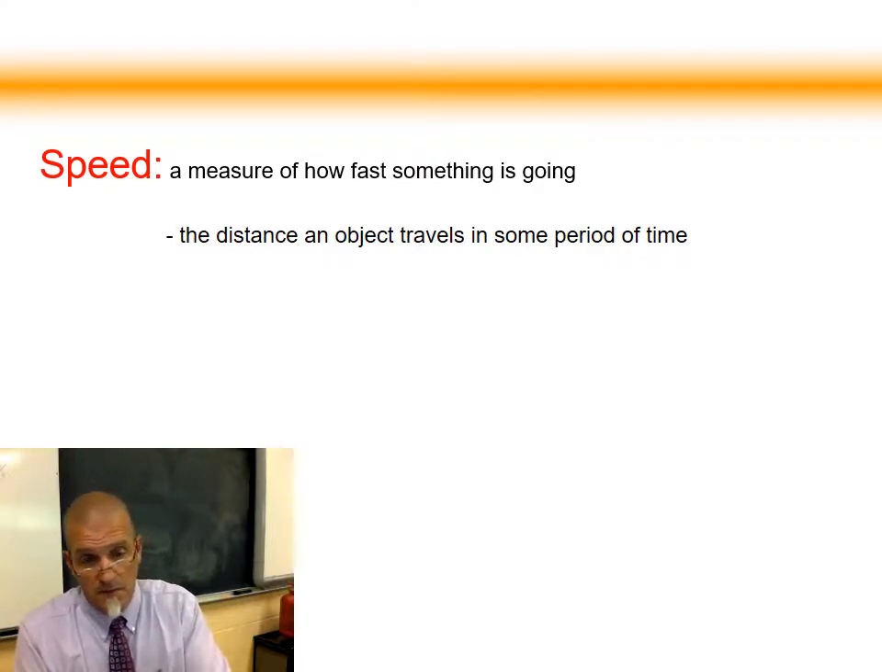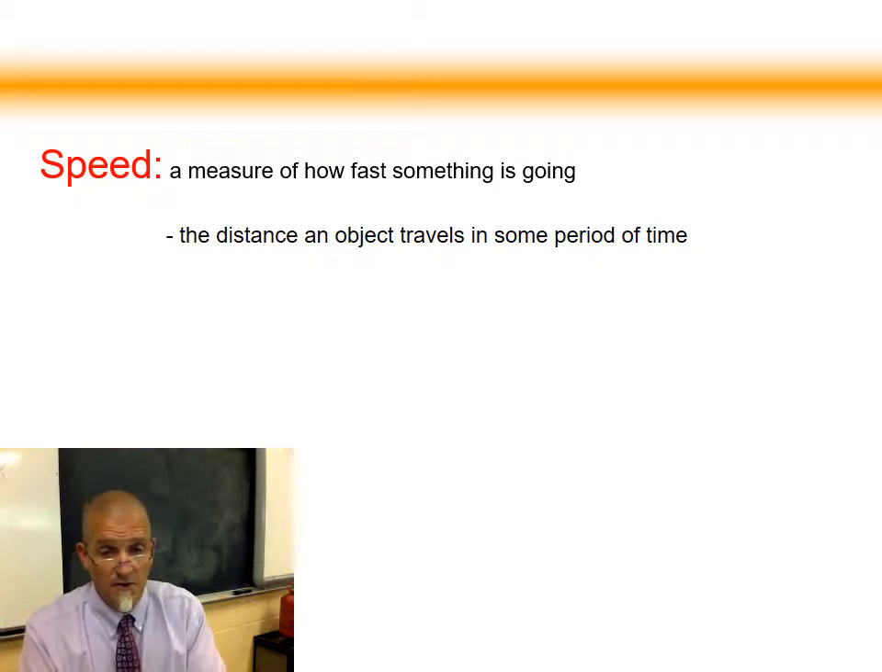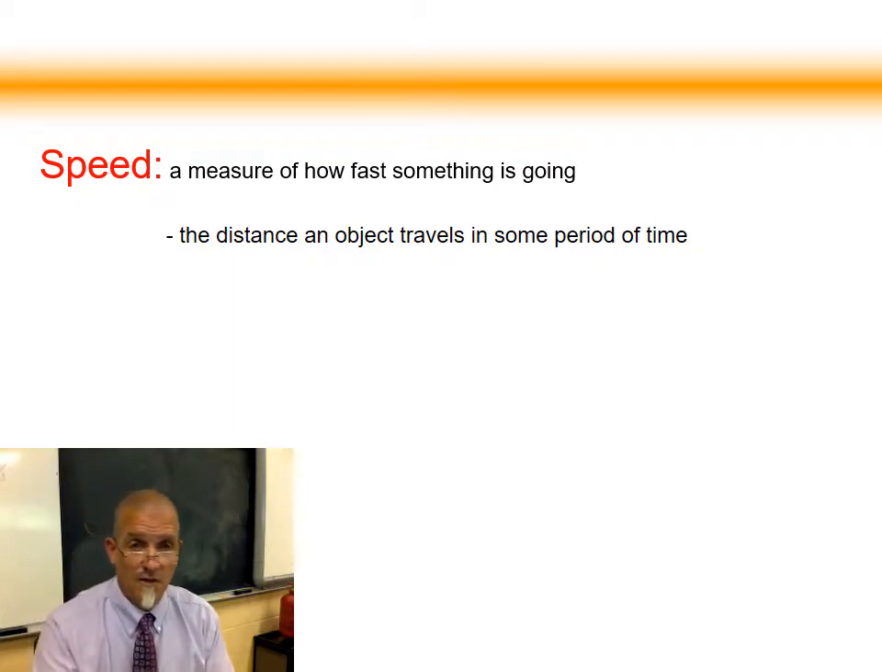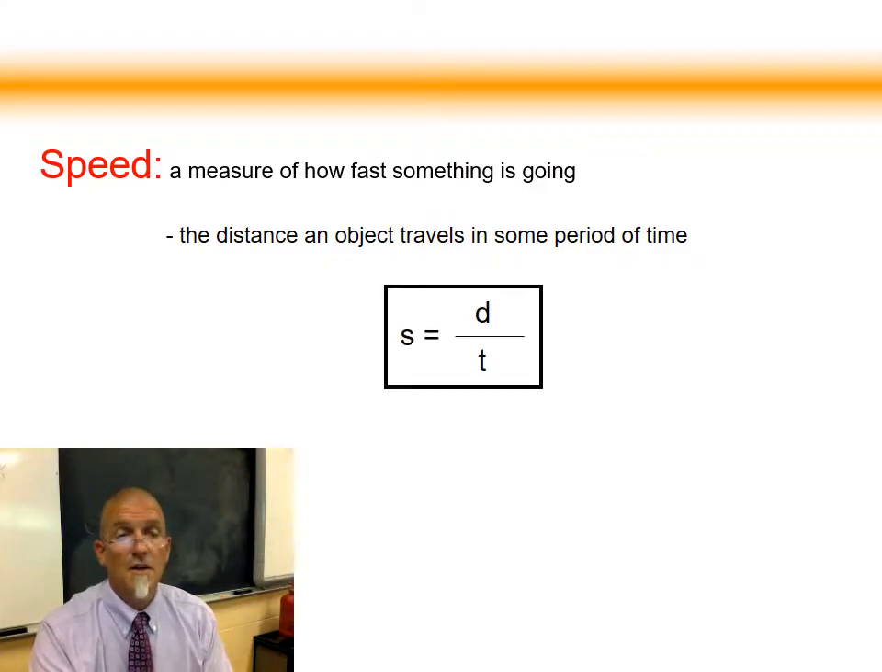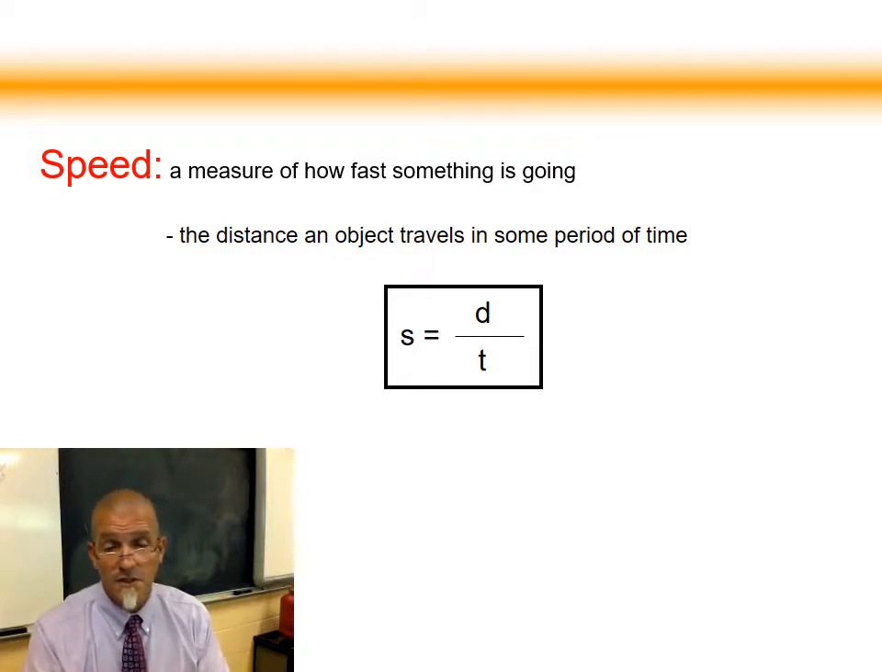We could somehow measure the distance it travels, and we could use some sort of a timing device to measure the time. We would divide those, and that would give us the speed, the distance divided by the time. We could put that in terms of an equation. Here would be our very first equation for the year, a very simple equation, again, an equation you've had before. And the equation is simply S equals D divided by T. Speed equals distance divided by time.